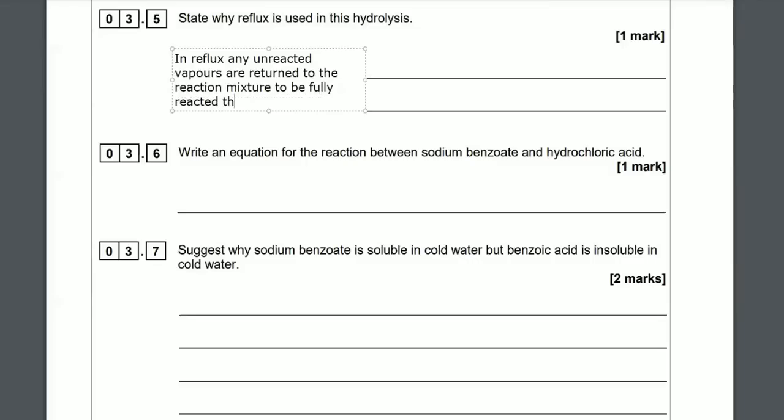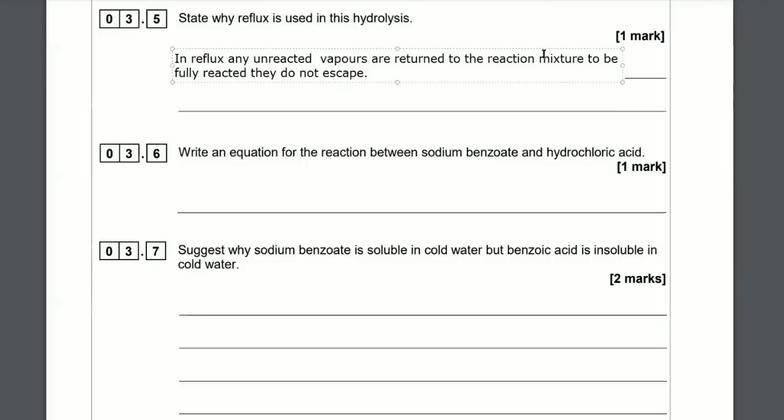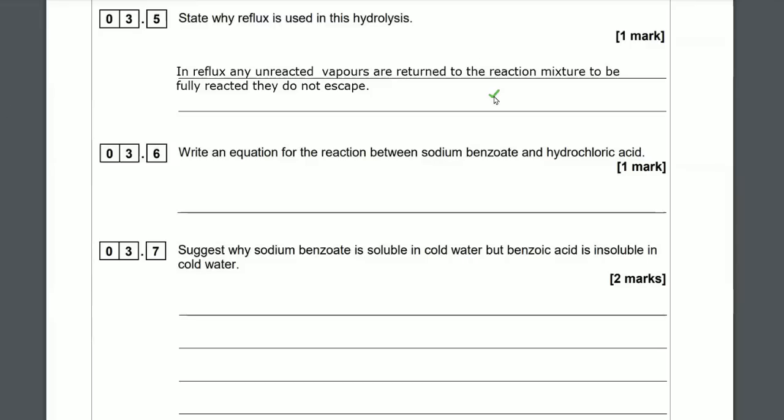State why reflux is used in this hydrolysis. Reflux is where you have the condenser vertically above the round bottom flask. Any vapors of reactant go up into the condenser, condense to liquid and drip back down into the reaction mixture, so you don't lose any vapors and they don't escape. So you keep doing the reaction until all the reactants are used up. You want to complete the reaction fully, so that's going to get you the mark there.